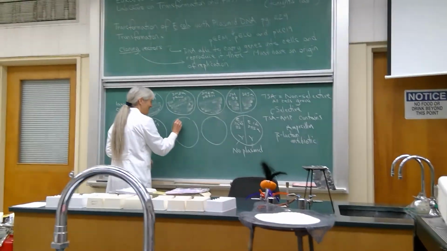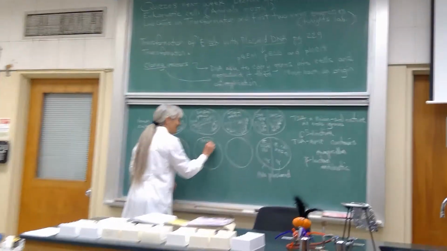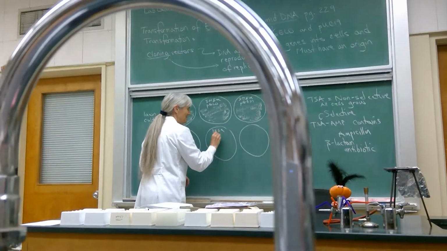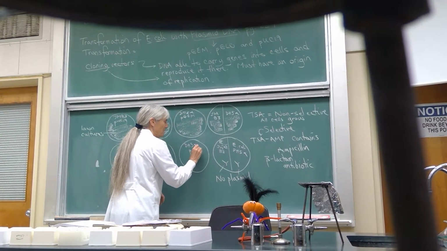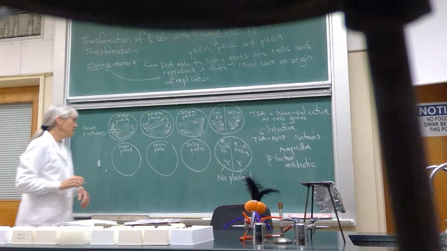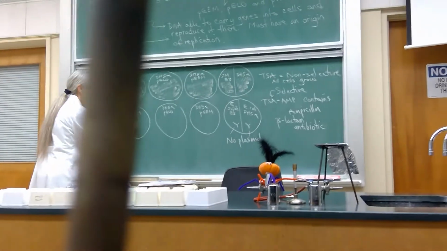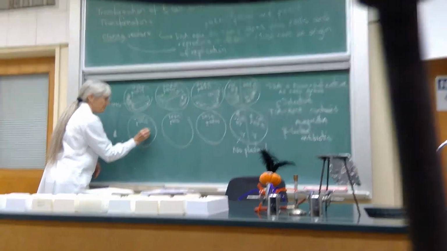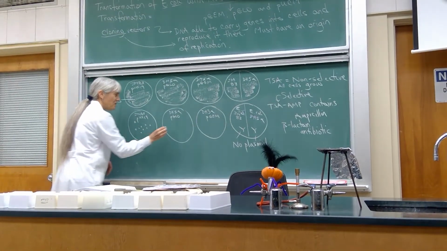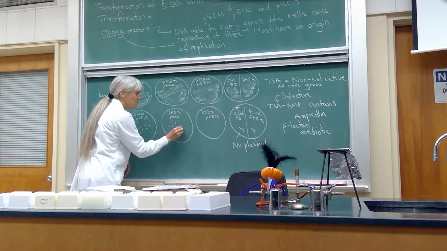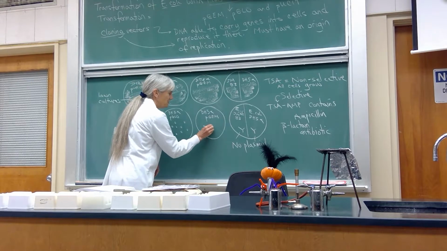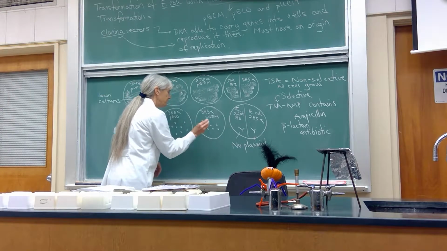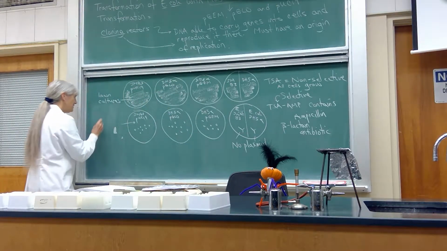Exercise now. If you have growth here, these represent cells that have undergone what? Transformation. So these are transformed.